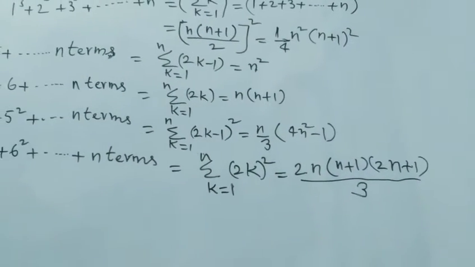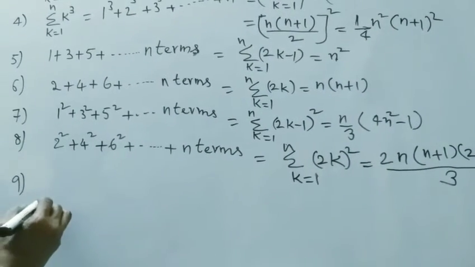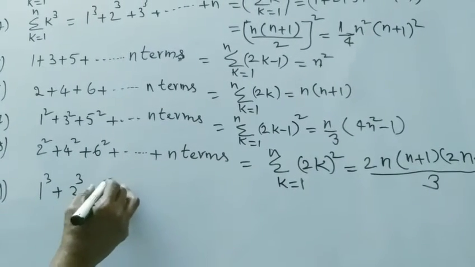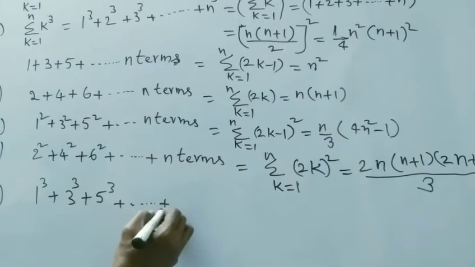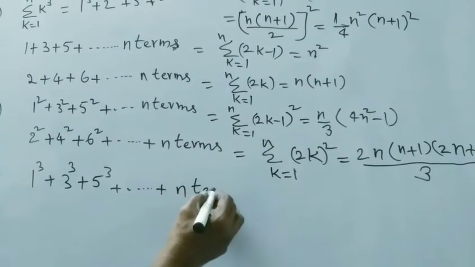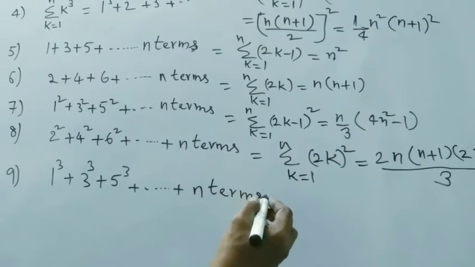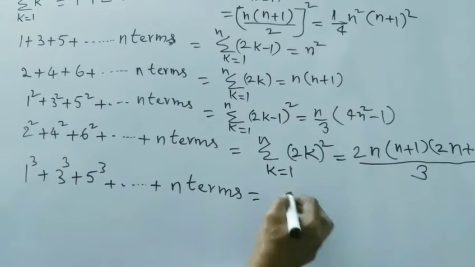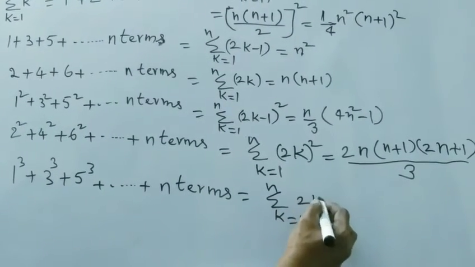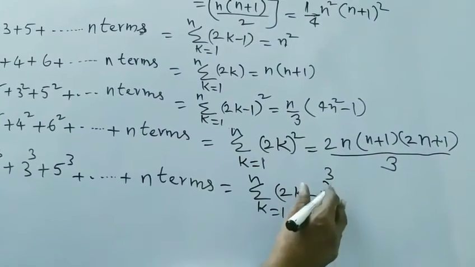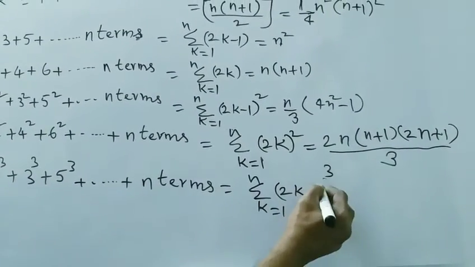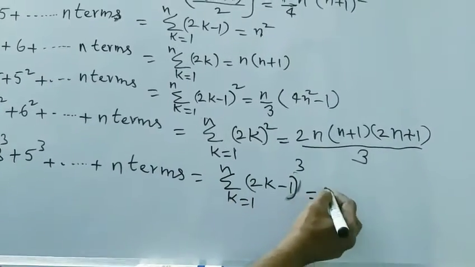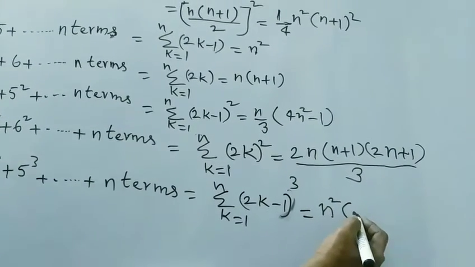And one more, the ninth one. 1 cube plus 3 cube plus 5 cube plus and so on plus n terms is equal to summation of k is equal to 1 to n, (2k minus 1) whole cube, is equal to n square of 2n square minus 1.